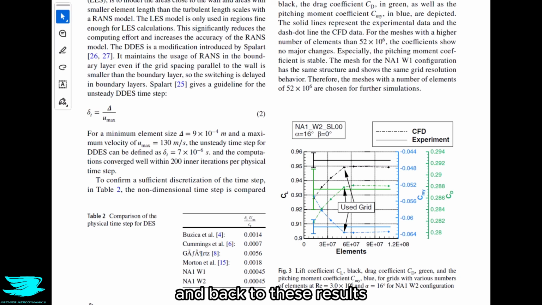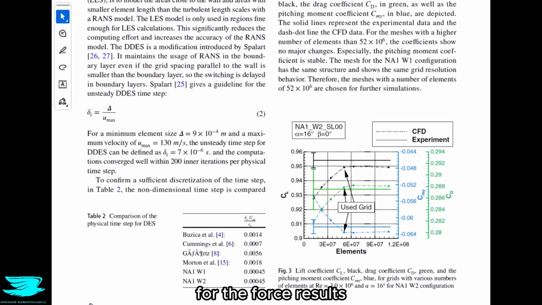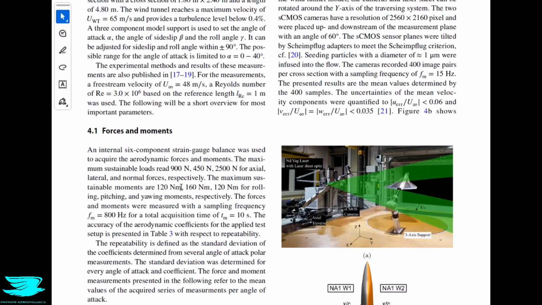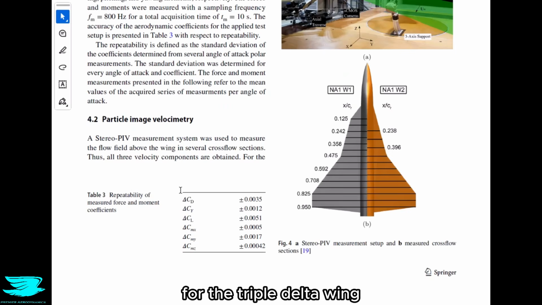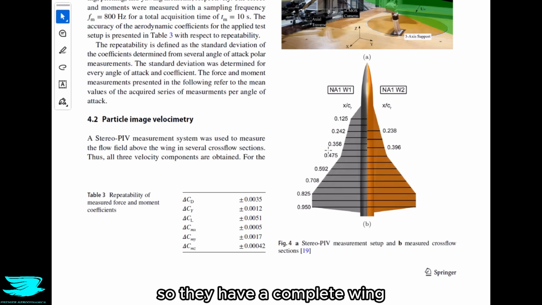And back to these results. So from the validation study and the grid convergence study, we can really trust the CFD to within a % or so for the force results. For the flow physics, we'll see a little more later on as well. And speaking of such, let's now jump to the results in general. So in figure 5, we see the lift and pitching moment coefficients for the triple delta wing. So this gray left part, which they just mirrored, so they have a complete wing.